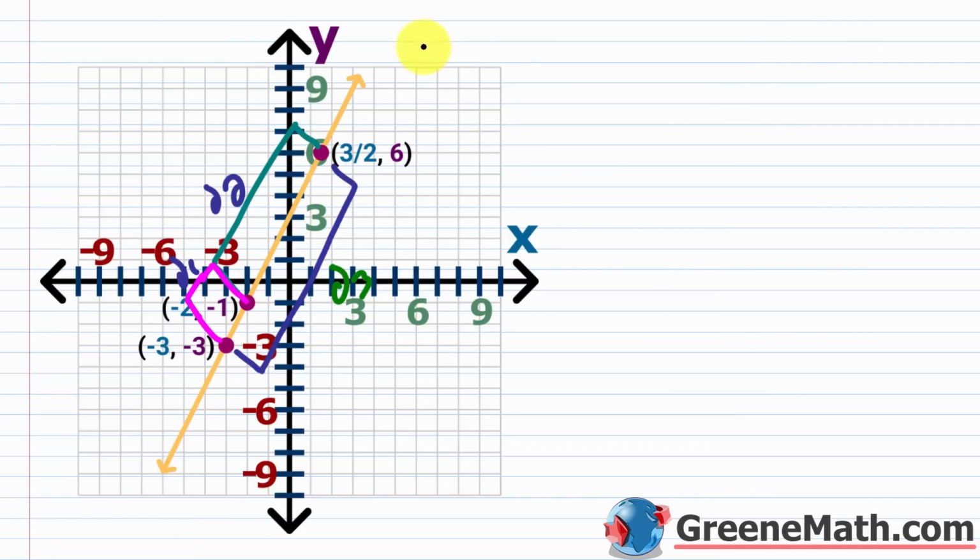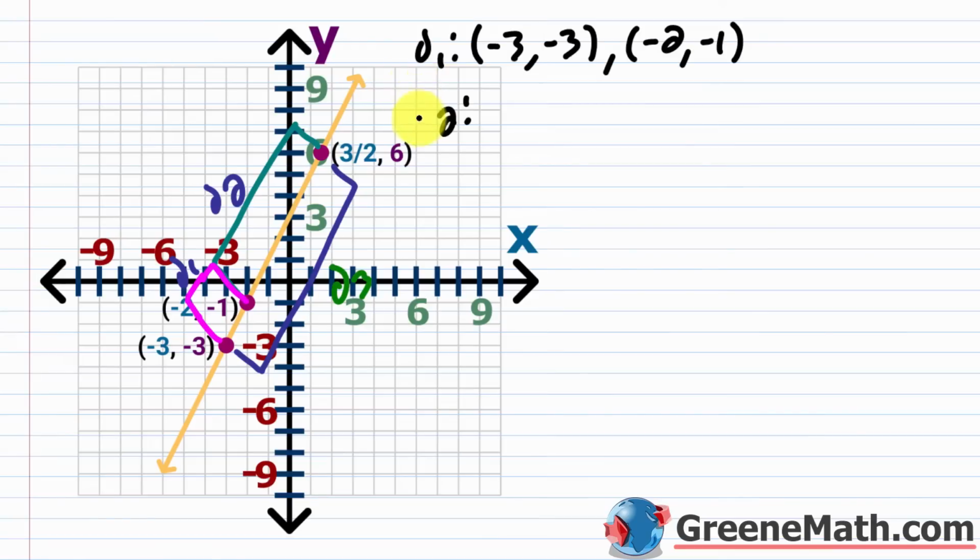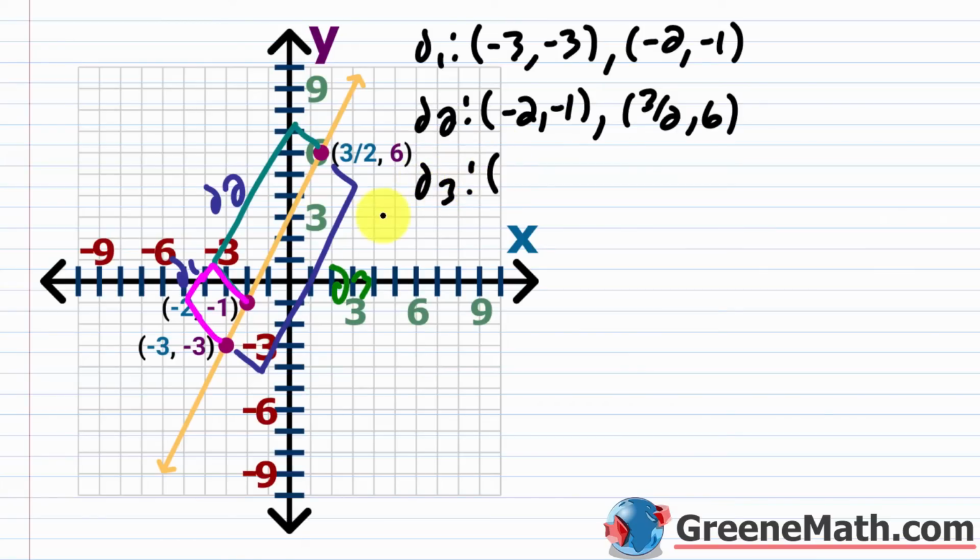So let's go ahead and say that for d sub 1, this is going to be what? So it's from negative 3 comma negative 3 going to negative 2 comma negative 1. And then for d sub 2, we're going to have from negative 2 comma negative 1 going to 3 halves comma 6. And then for d sub 3, let's say that's going to be from 3 halves comma 6 going to negative 3 comma negative 3.